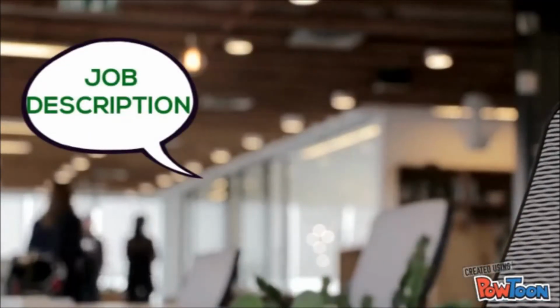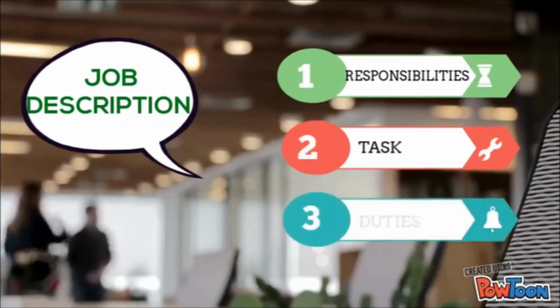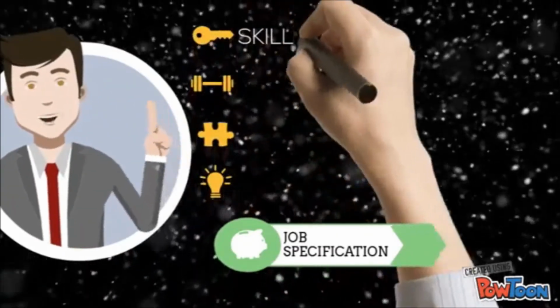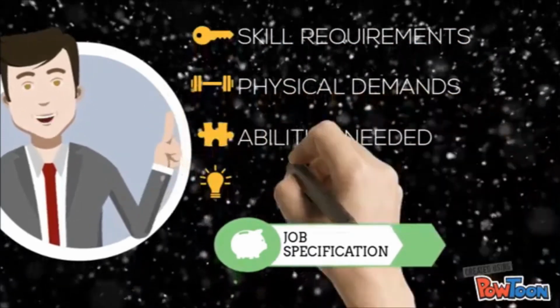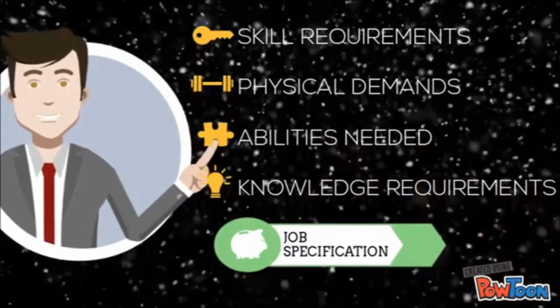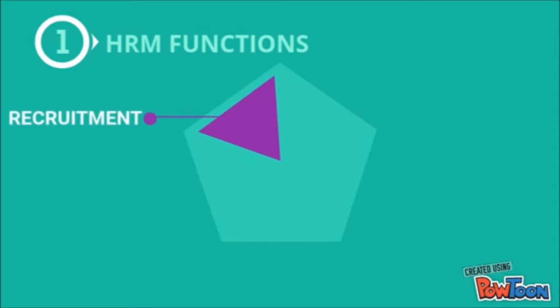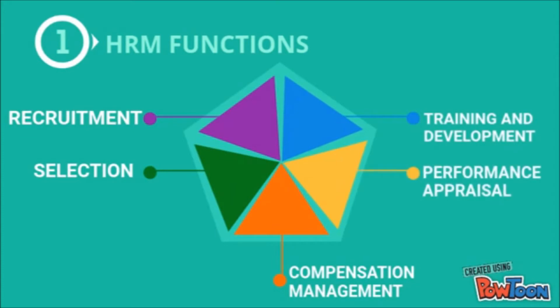Job description contains three elements, which are first, responsibilities, second, tasks, and third, duties. The last one is job specification, which contains skill requirements, physical demands, abilities needed, and knowledge requirements. Thus, the job description and job specification can be used for HRM functions, which are recruitment, selection, compensation management, training and development, and also performance appraisal.